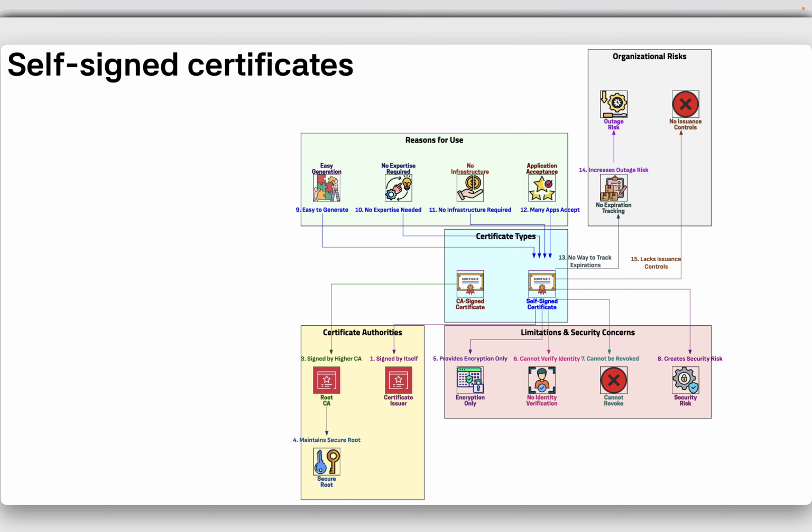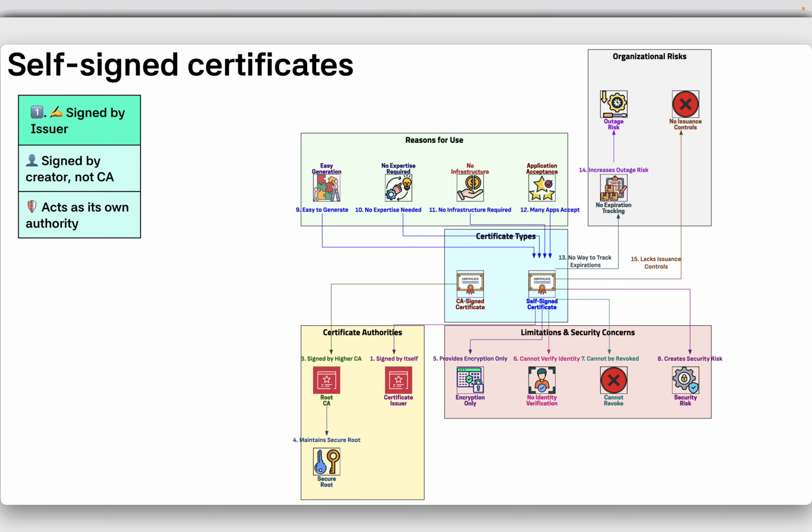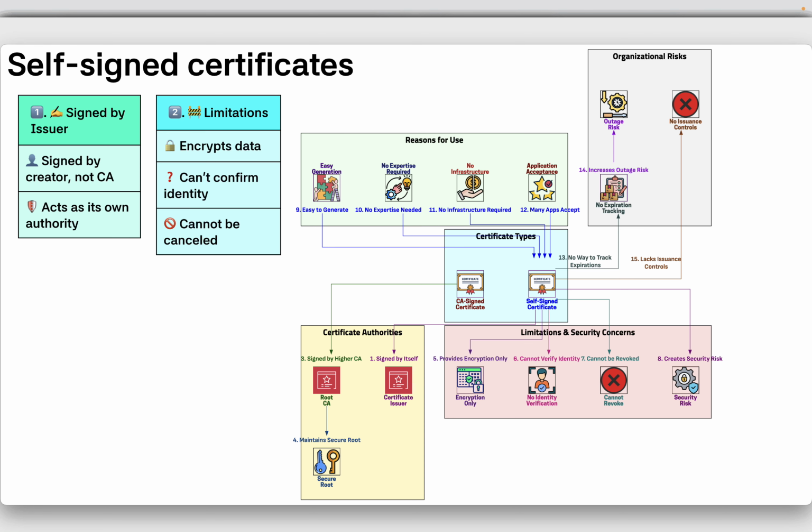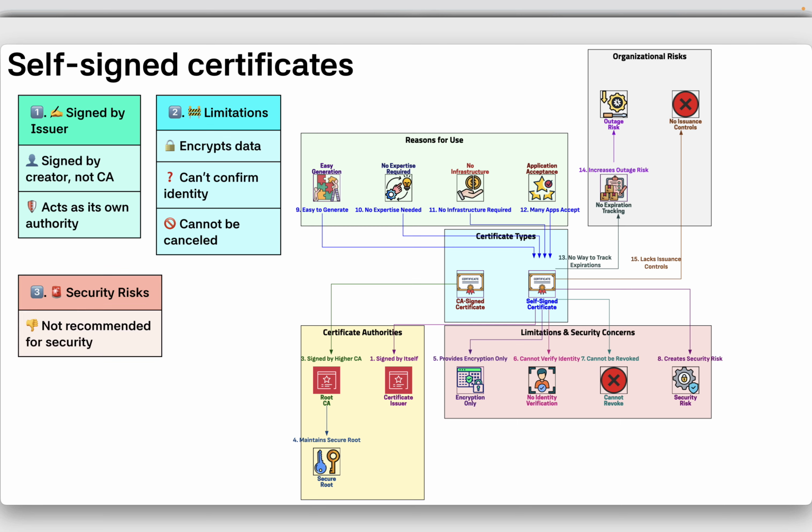Now I'll talk about self-signed certificates. A self-signed certificate is signed by the person or entity creating it, not by a trusted certificate authority. This means it acts as its own authority. These certificates can encrypt data, ensuring that information is protected, but they cannot be used to confirm someone's or something's identity, and they cannot be cancelled once made. So from a security point of view, using a self-signed certificate is not recommended.